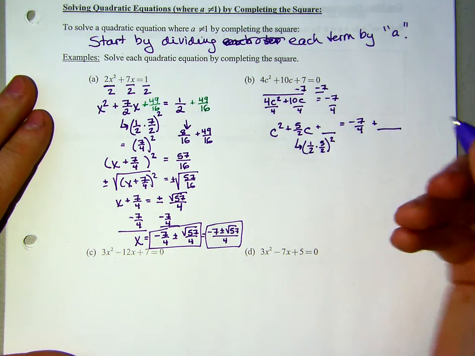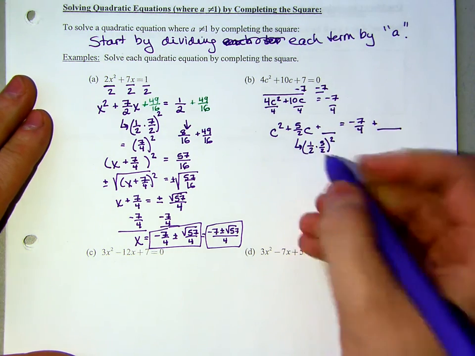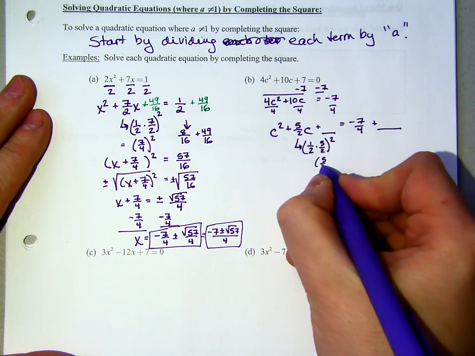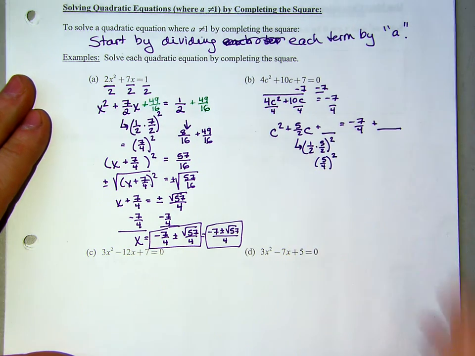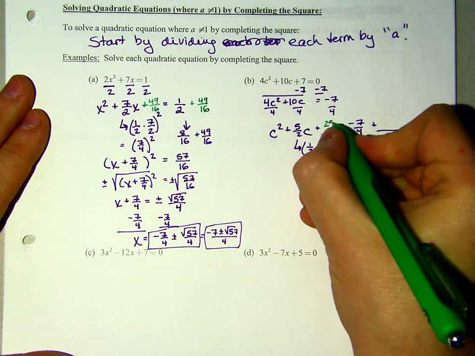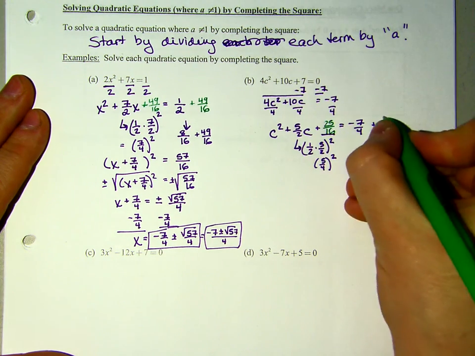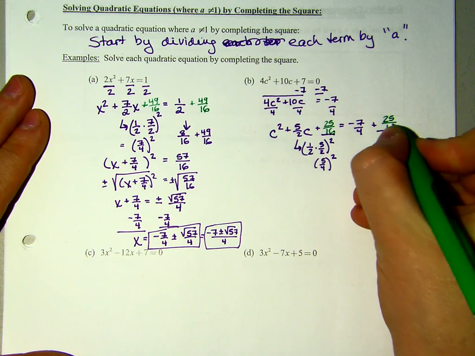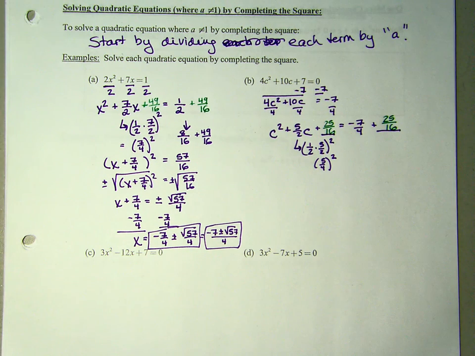Well, half of 5 halves is 5 fourths. When we square 5 fourths, that gives us 25 sixteenths. That's what I'm going to add on the left, and that's what I'm going to add on the right. Do you see why I can't add 5 fourths? I forgot to square it. Half the middle number squared. I always forget to square it. Please remember to square it.